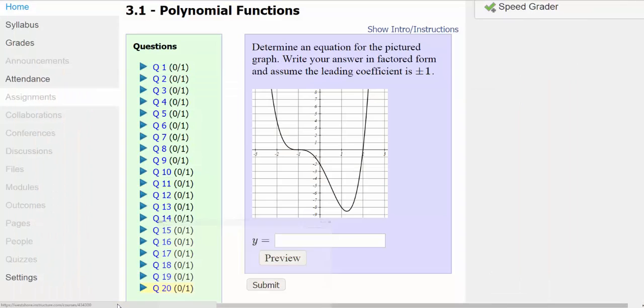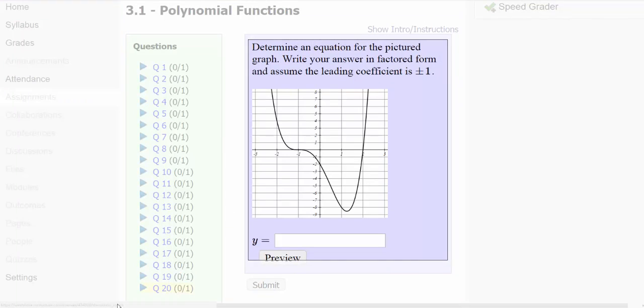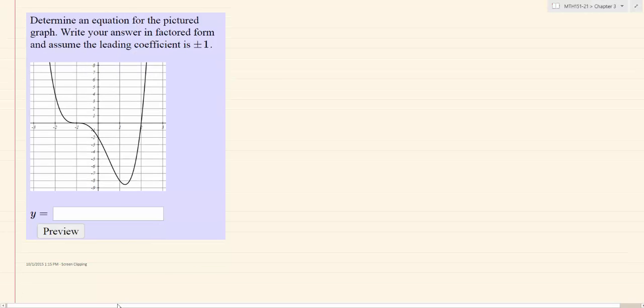Insert screen clipping, and I'm going to grab this guy. There it is! Ta-da! Look at that. All right, so hooray for OneNote.